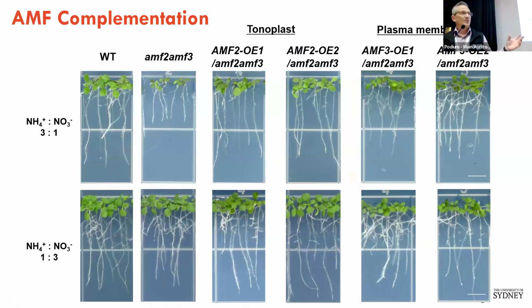So you can take these mutant Arabidopsis plants and transform them to try to complement the deficiency of the AMF2 AMF3 background. When we express the tonoplast AMF2 in the double mutant, you can recover the sensitivity to ammonium. Or you can overexpress AMF3, which is on the plasma membrane and will be pumping ammonium out of the cytosol into the apoplast. And you can also recover sensitivity to ammonium when ammonium to nitrate ratios are relatively high.